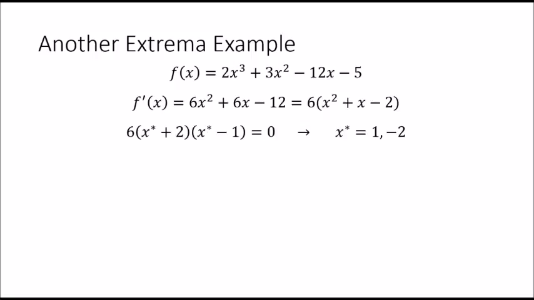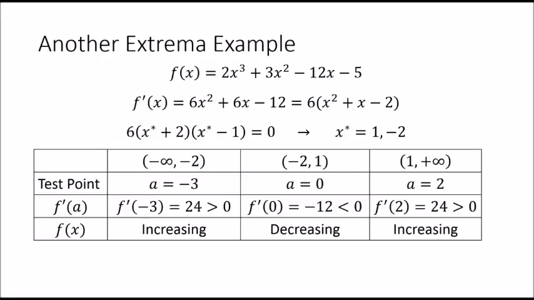I set up a chart for myself looking at the intervals negative infinity to negative 2, negative 2 to 1, and 1 to positive infinity. I'm going to choose a test point equal to negative 3 for the first interval, 0 for the second interval, and 2 for the third interval. Remember, those test points are arbitrary. You can pick whatever you think is going to make your life easiest.